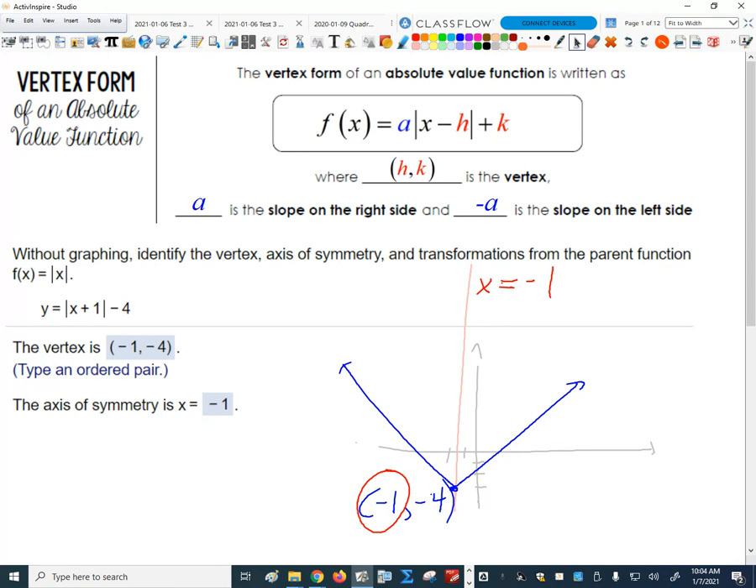Now, I'm going to add that up here. Somehow I don't have a blank for that anymore. I don't know where that went. So the axis of symmetry, let's add this to our notes, is always going to be x equals h. Every time, right? I don't know where that went on my notes.